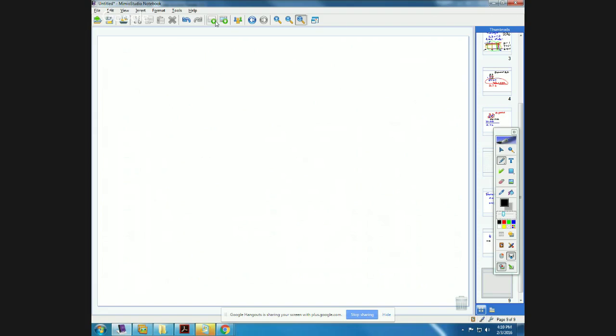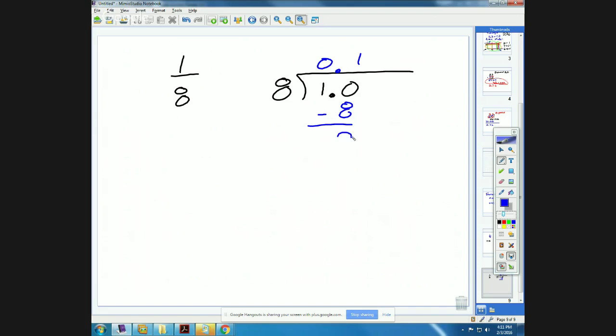All right, so let's try another one. How about let's make it a little more challenging, 1/8. So that means 8 goes into 1. Now we already know that's pretty boring, so we rewrite it. 1 is the same as 1.0, isn't it? So then I just move along. Let's see. 8 goes into 1 0 times. I know the decimal has to go there, so I can start ignoring it. So then I say, okay, 8 goes into 10 how many times? Once. 1 times 8 is 8. Subtract, and I get a 2.